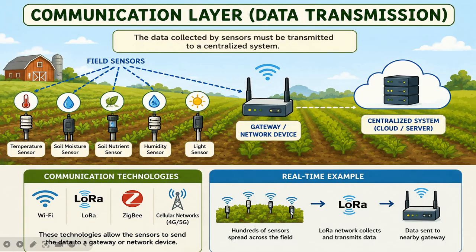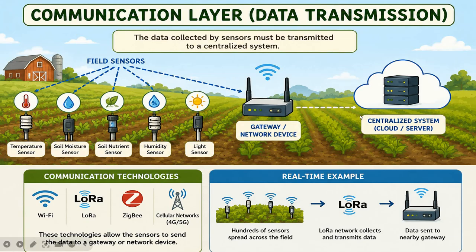Now here we'll see one real-time example where a large agricultural farm is there, where hundreds of sensors are installed at different locations, and these sensors continuously collect information about the soil moisture, then temperature, humidity and crop conditions. And instead of each sensor directly connecting to the internet, they use the LoRa network in order to send their data wirelessly over long distances.